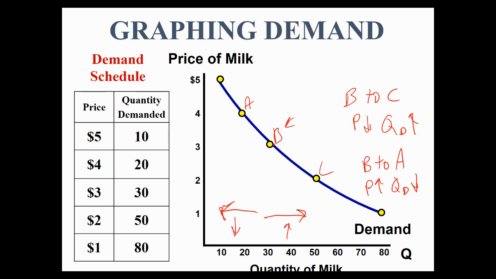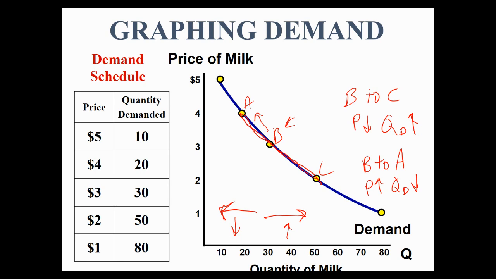Now, I know some of you might go like, oh, we're going up the curve. Well, we're not really going up from A to B. We're increasing the price, but the quantity demanded is falling. Because at point B at $3 we sold 30 units, but at $4 we only sold 20 units. When we went from B to C, we went from $3 to $2, and we went from 20 units to 50 units.